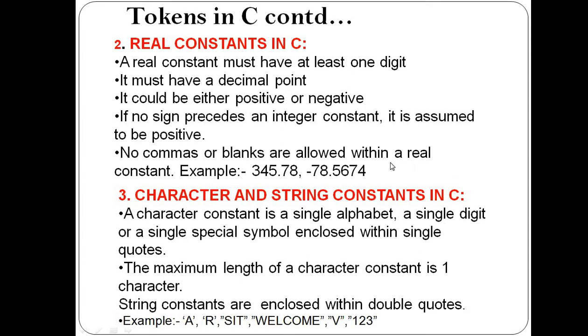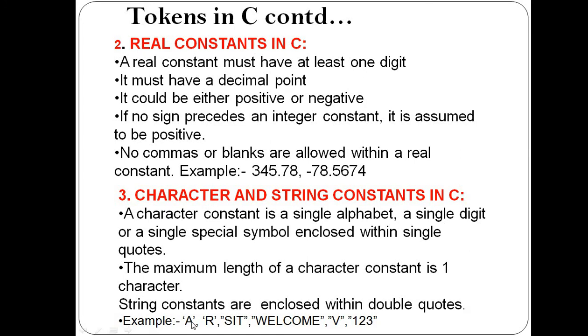Character constant is 1. It means at least one digit, one character, or one special symbol must be available within which quotes? Single quotes. That is called a character. And a string must be enclosed within double quotes. That is called a string. So let us see the example.